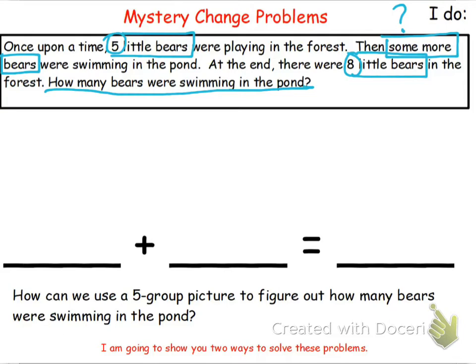Now, the next thing is I have to think about how I'm going to solve this problem, which is like doing that $1 million question. Does the word problem tell us the whole? So think about it. Does it tell us the whole? We know that there were 5 little bears playing in the forest.